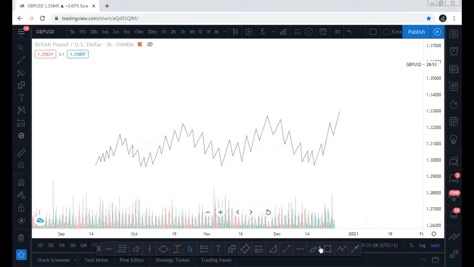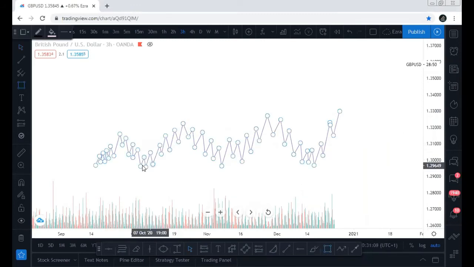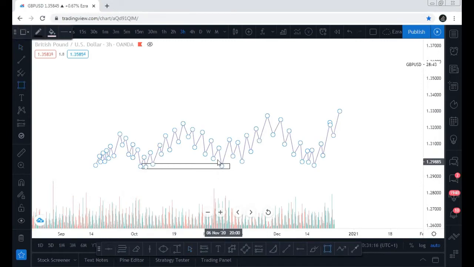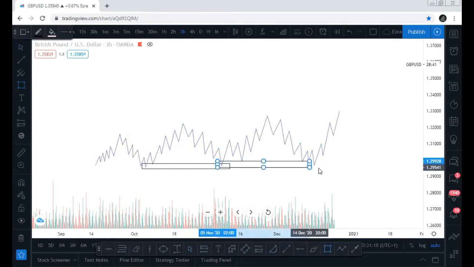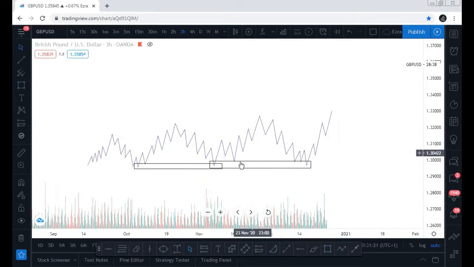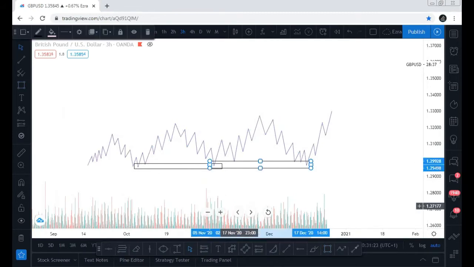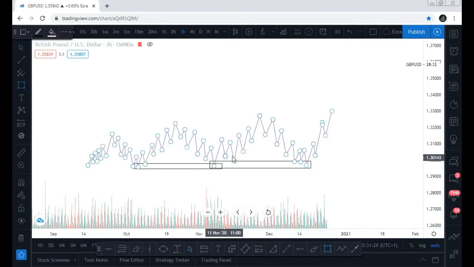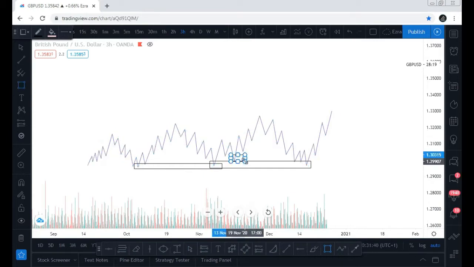So what we call a sponsored candle is this last pullback candle here. That's what we call a sponsor candle. Now our main definition of a sponsor candle is this: based on this 4-hour time frame, any candle that takes a low before breaking a structure high is a sponsor candle. Look at this low here. This low is being raided by this low here before taking this high. So this is a sponsored candle.